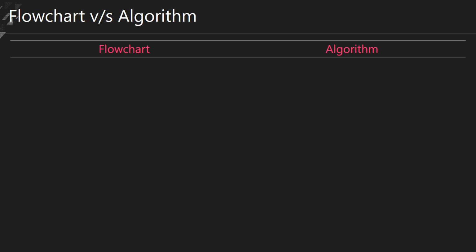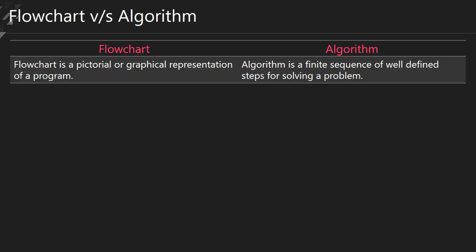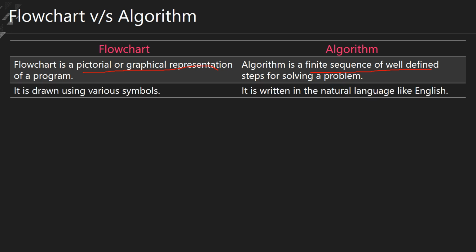I'll simplify it here. A flowchart versus an algorithm. A flowchart is a pictorial representation or graphical representation of a program. An algorithm is a finite sequence of well-defined steps for solving a problem. That is the first difference.